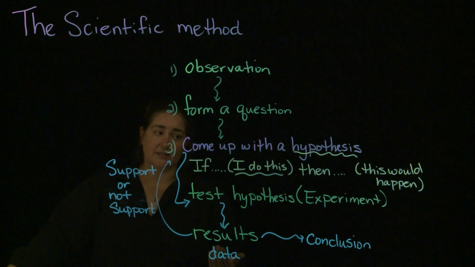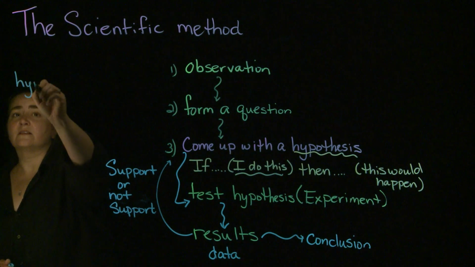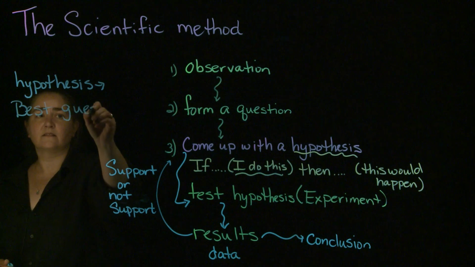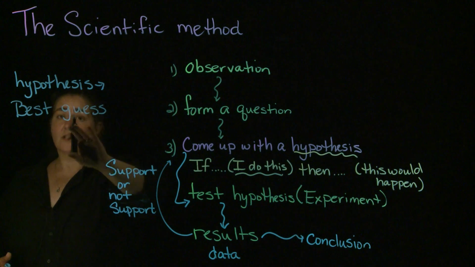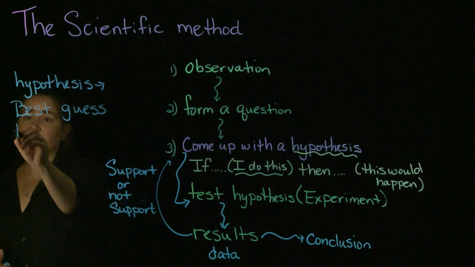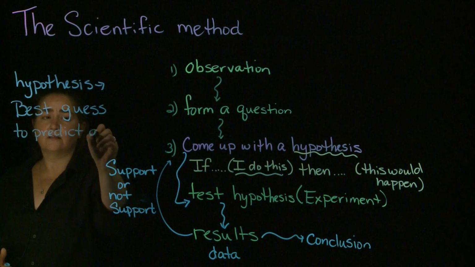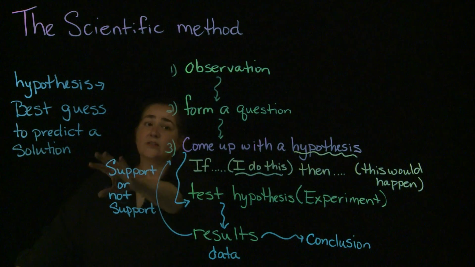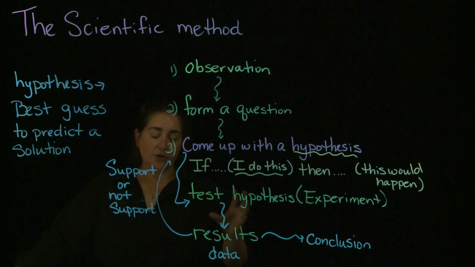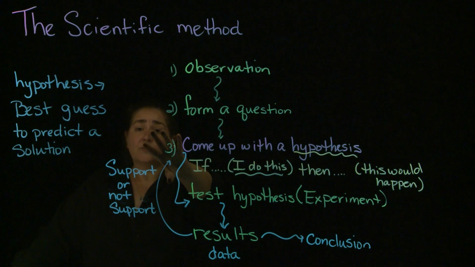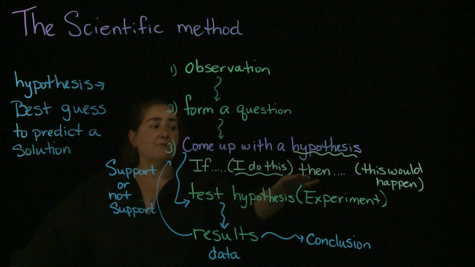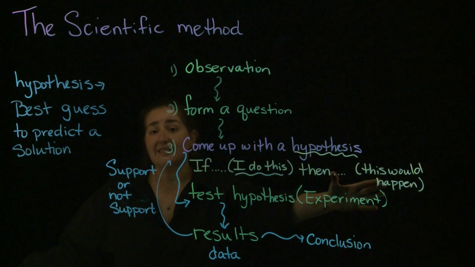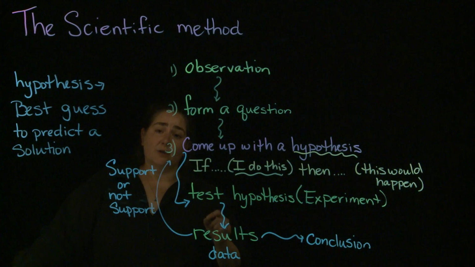So in terms of the hypothesis, really a hypothesis is your best guess. It's an educated guess because you're basing it on some observation, but it's your best guess to predict a solution to a particular problem, okay? So it's a way to answer your question. What I want to see you be able to do is write something that's an if-then statement. If I do this, and you can insert anything in there that you want to potentially look at, then predict what would happen, okay?